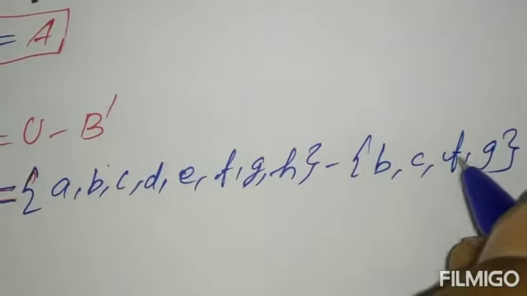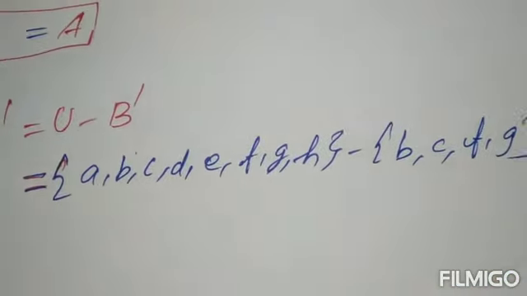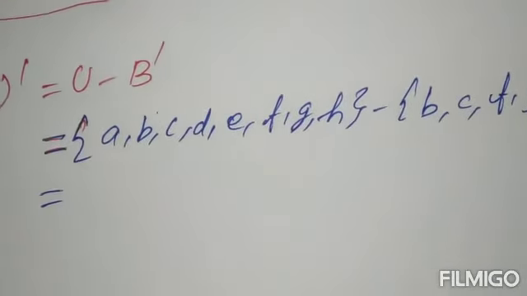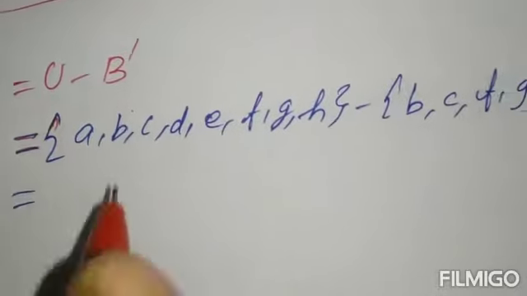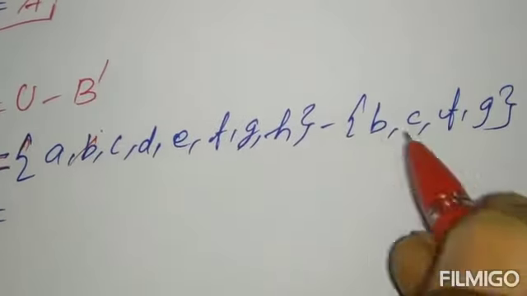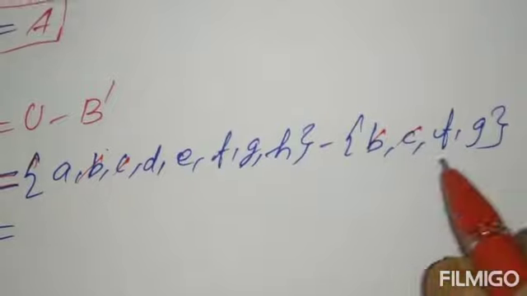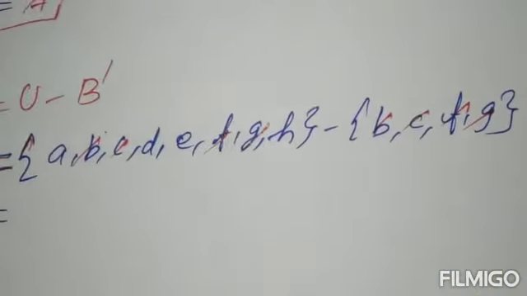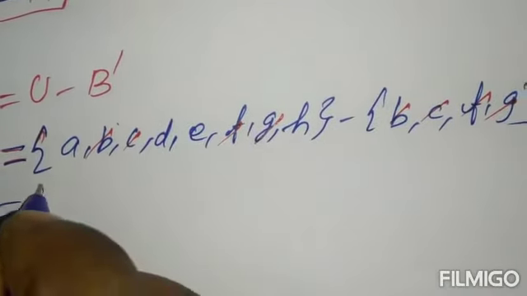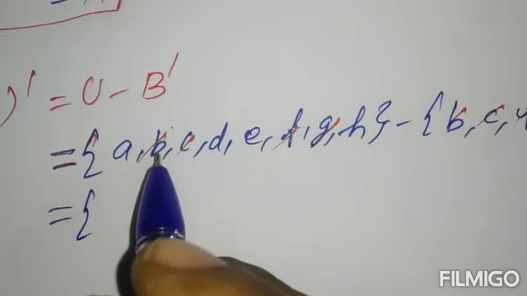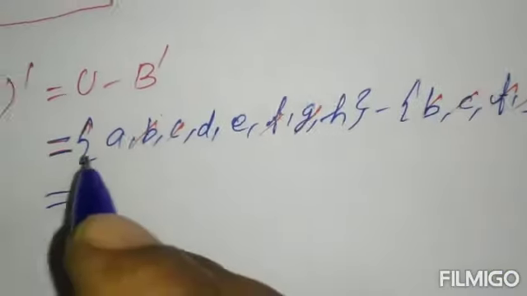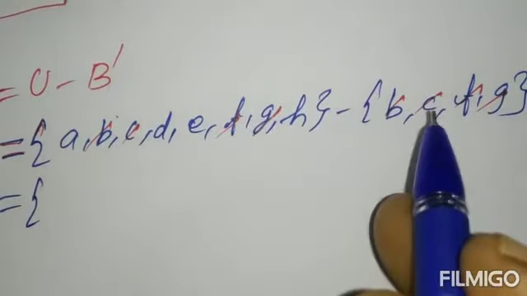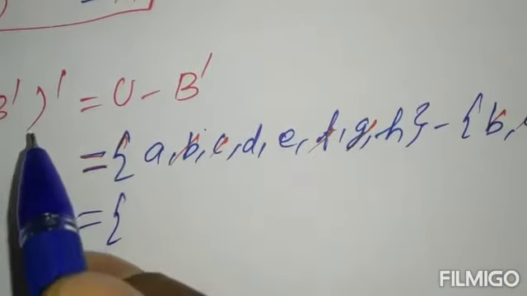This is the answer we found in the second point, B complement. Now we have to find the elements of B complement the whole complement. First we cancel the common elements: B cancel, C cancel, F cancel, G cancel. What is remaining? The B complement the whole complement is the set of all elements that belong to U but do not belong to B complement.